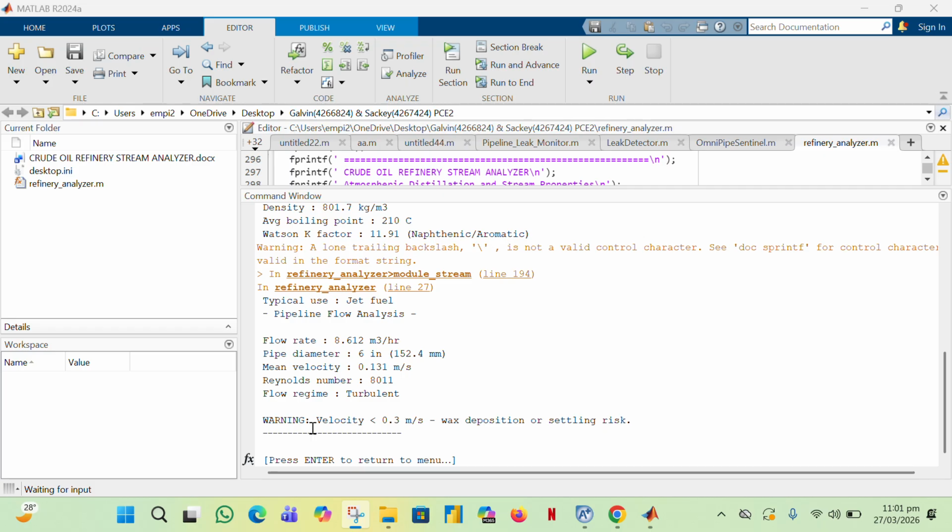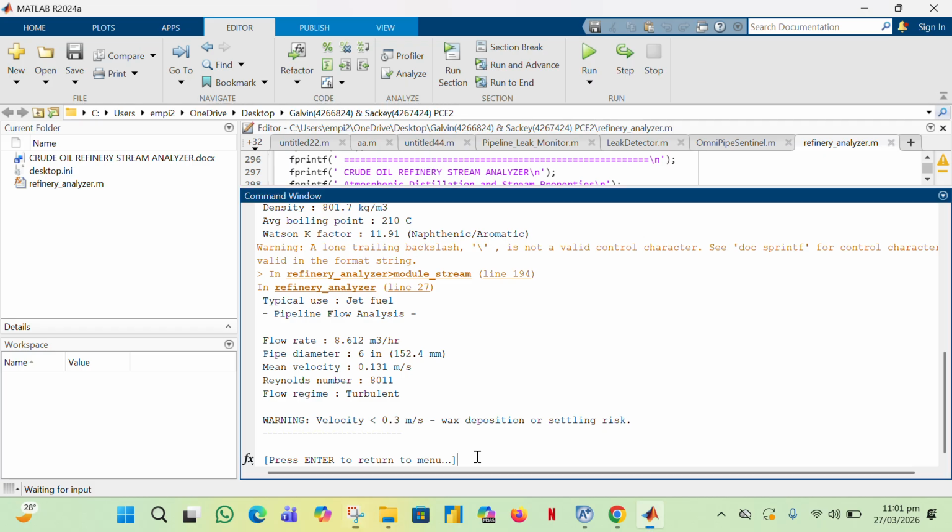So it's giving us a warning: velocity is less than 0.3 meters per second, wax deposition or settling risk. Because it is moving at a very slow rate, there's a risk of it settling and becoming wax deposits in the pipe. So if the engineer gets a warning like this, certain changes can be made to avoid this. So this is also how Model 2 can assist the petrochemical engineer.